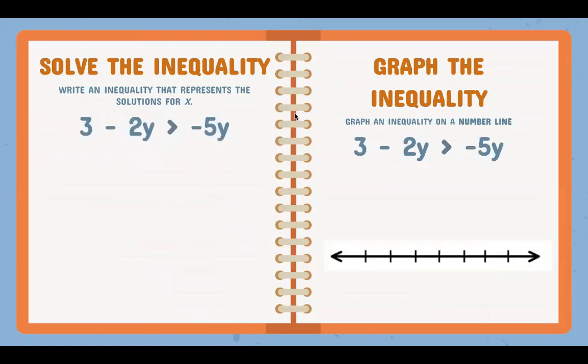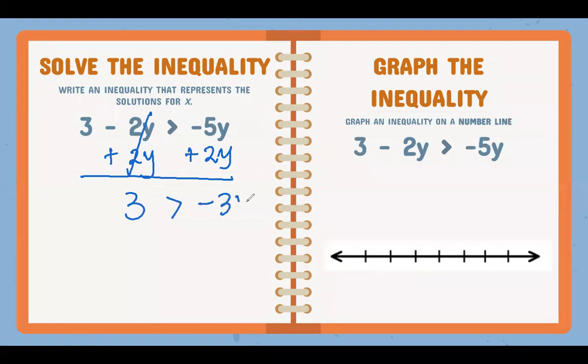Let's try another example. You're going to start solving it as you would any equation. I'm going to, looks like subtract 3. Oh no, let's see, I've got a y here actually, so I'm not going to subtract 3. I'm going to add 2y to both sides because those are my like terms. I get 3 is greater than negative 5 plus 2 is negative 3y.